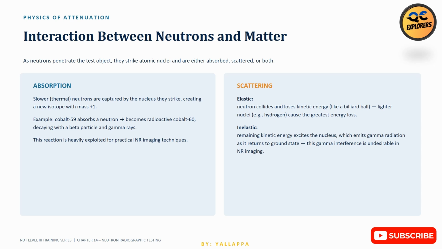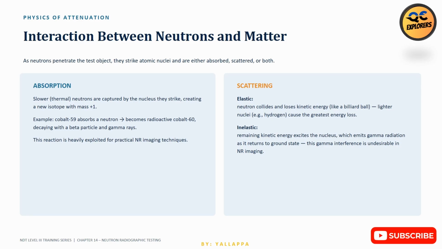The first mechanism is absorption. During absorption, a thermal neutron is captured by the atomic nucleus. Instead of passing through the material, the neutron becomes part of that nucleus, increasing its atomic mass by 1. This often creates a new isotope, and in many cases, that isotope is radioactive.